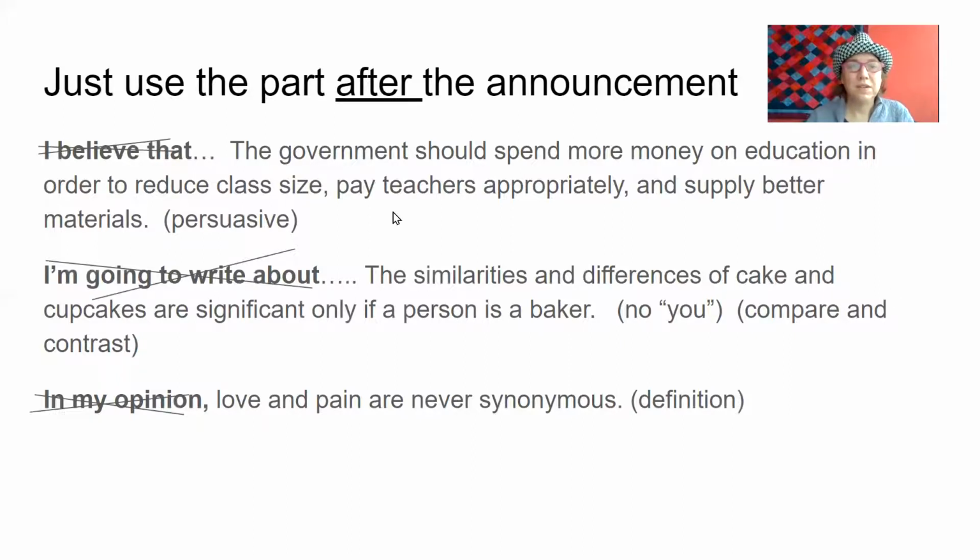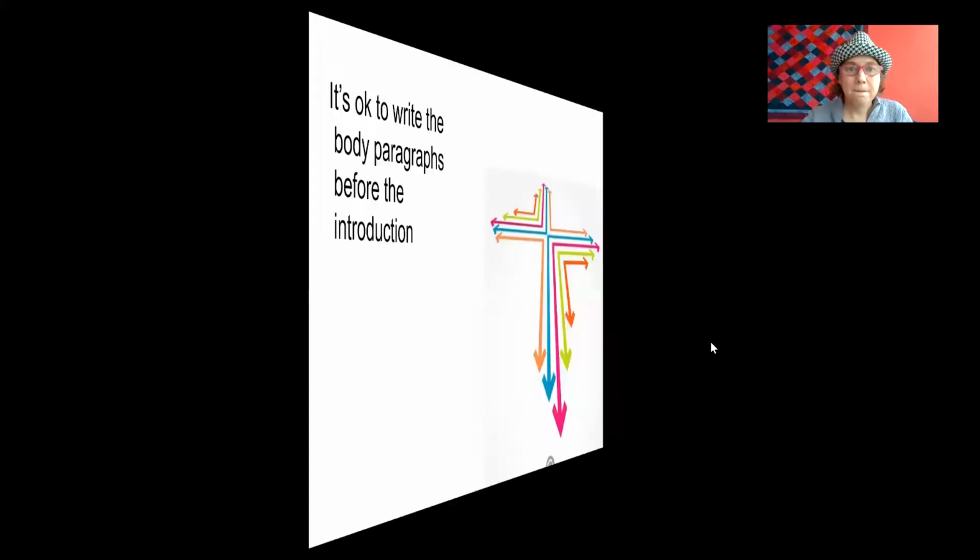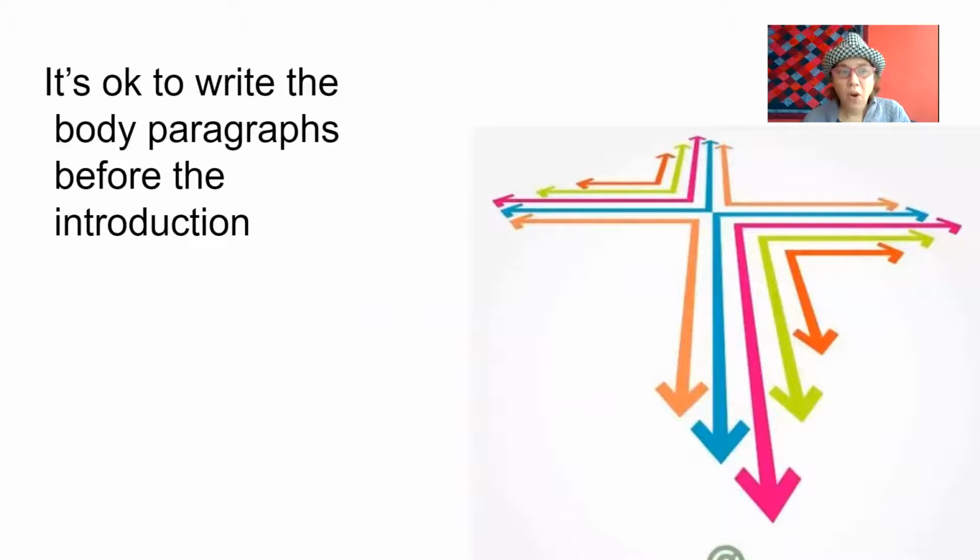So in number 2, notice I didn't say are significant only if you are a baker. No, right? It's totally okay to do this. My daughter refuses to do this, but I like to do this. I like to just get started on the body paragraphs because I think it's easier, right? Once you have your thesis statement, I like to do it this way.